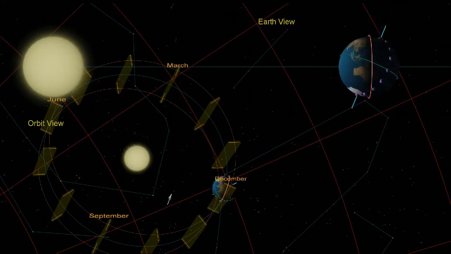As the Earth moves through into December, approximately December the 21st, the southern hemisphere is now experiencing longer days, and at its longest, it's a solstice once again. And the northern hemisphere is experiencing its shortest day.